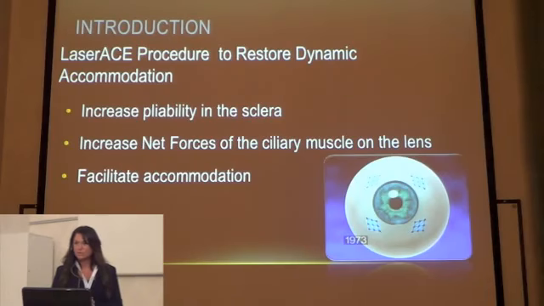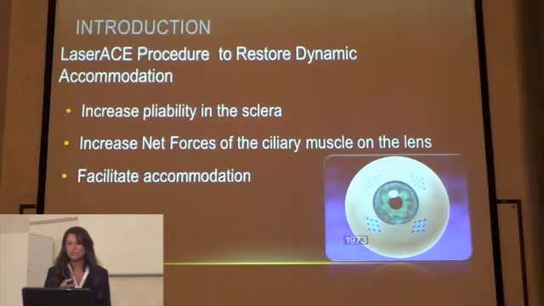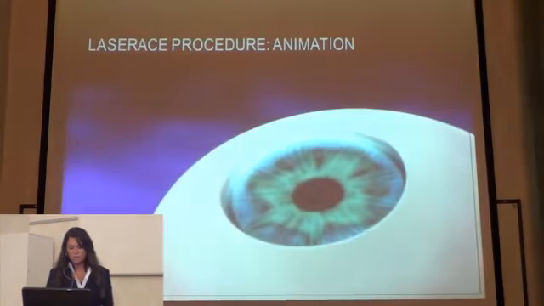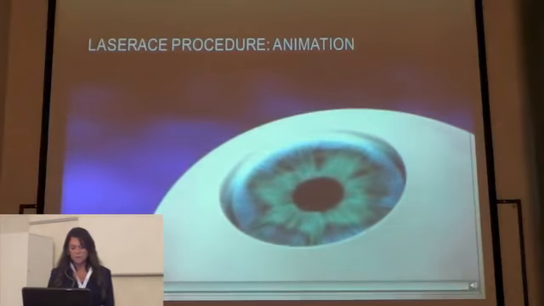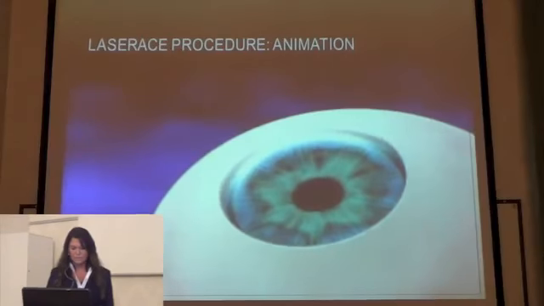The laser edge procedure, which will be further revealed by Dr. Rohn later, was designed to restore dynamic accommodation, helps to increase that range of motion. And the goal is to increase pliability in the sclera, increase net forces on the ciliary muscle in the lens, and facilitate accommodation. So I'm going to show you a brief animation of what that procedure consists of, and Dr. Rohn is going to show you some live surgery later.